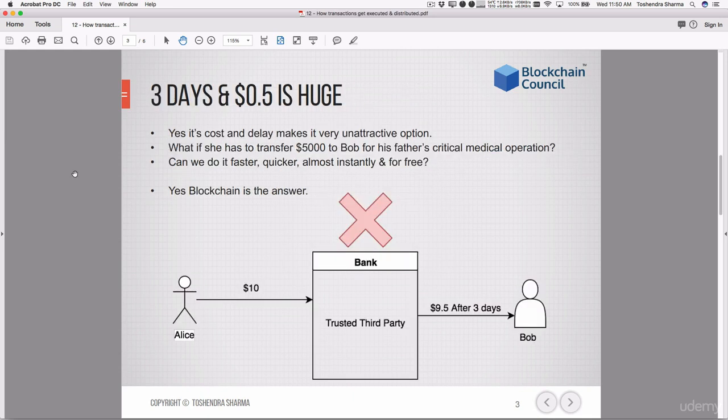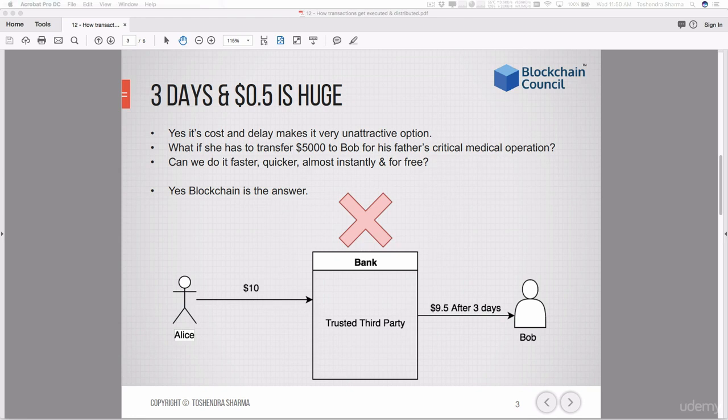Now the idea is that it took 3 days, and the charges for the $10 was around 50 cents. So it means that it was very expensive. The cost and the delay make this whole option of transferring cross-border transactions very unattractive and inconvenient.